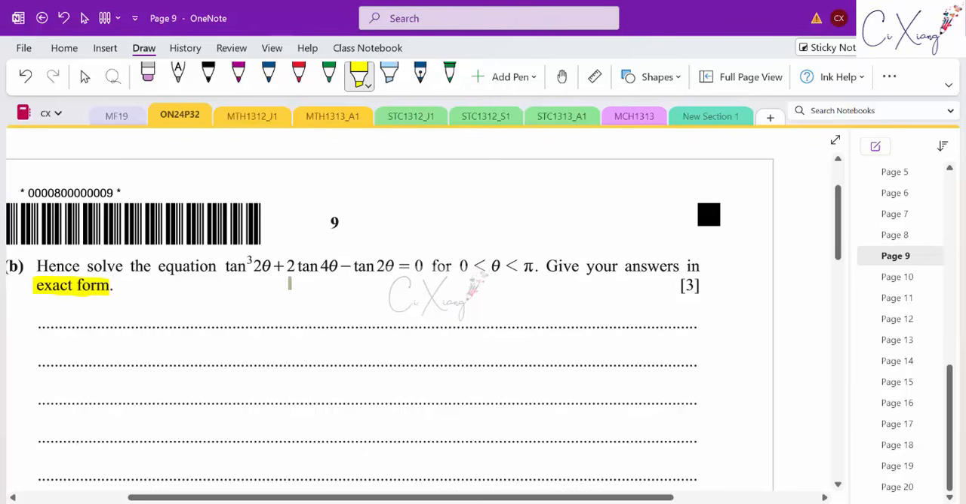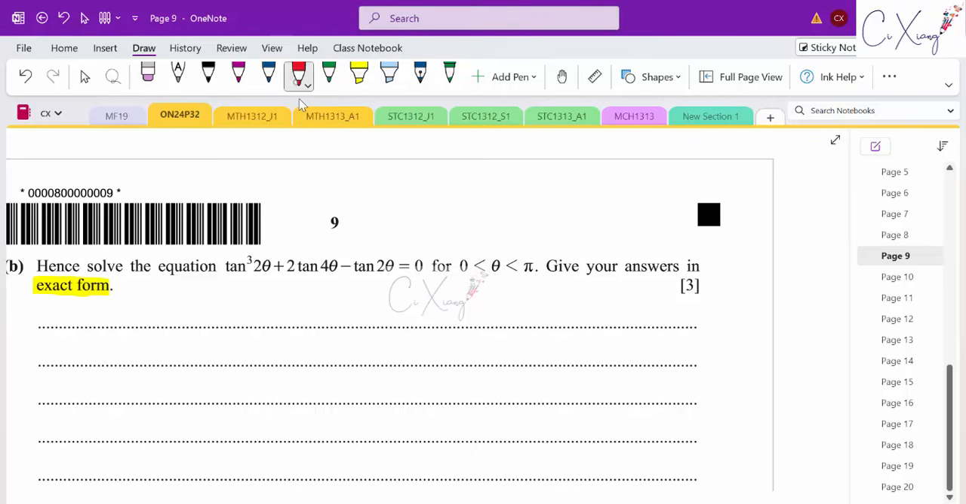Okay, right, so if I try to compare this equation with the previous equation, they have actually changed all the x to become 2 theta. So this is my original question in part A, tangent 2x minus tangent x equals to 0. So x becomes 2 theta, therefore 2x becomes 4 theta. That means if you want to apply the result in the first part, you also have to change all the x to become 2 theta first.